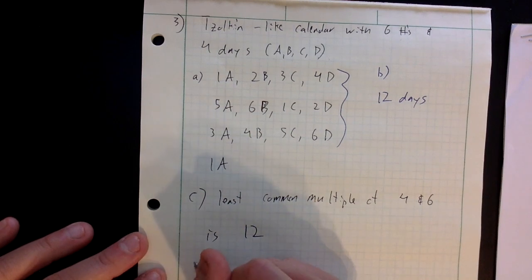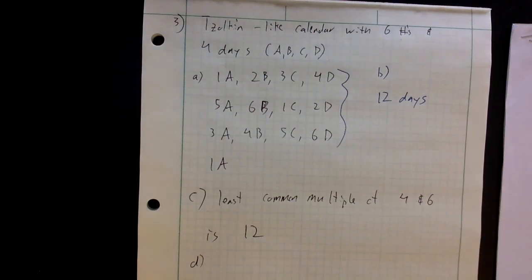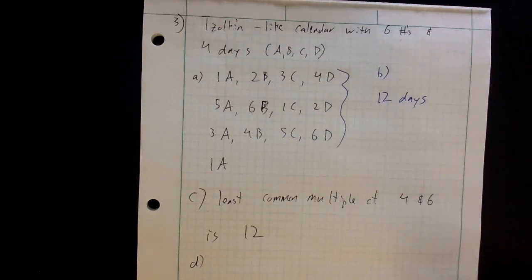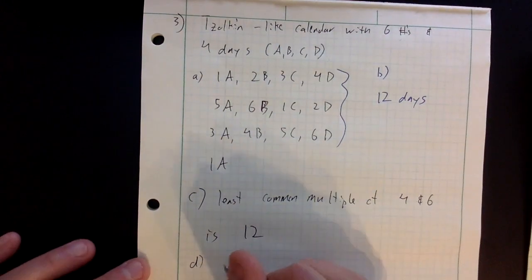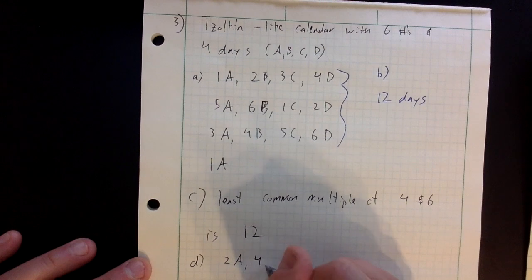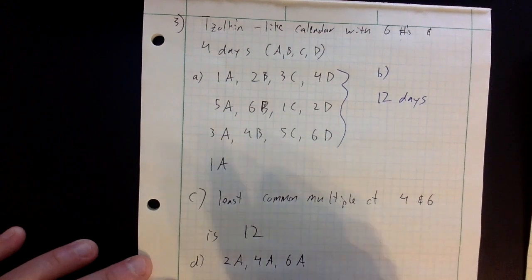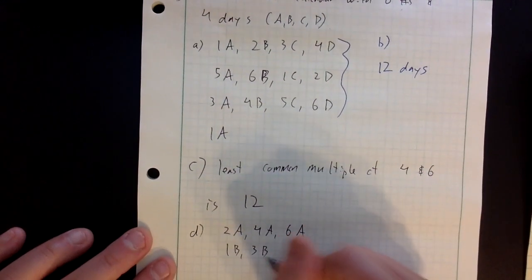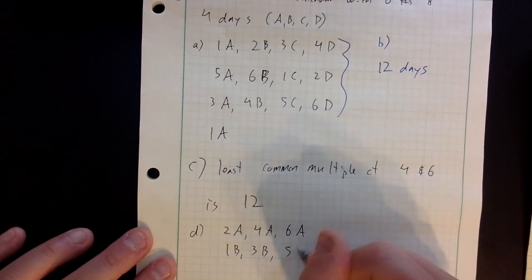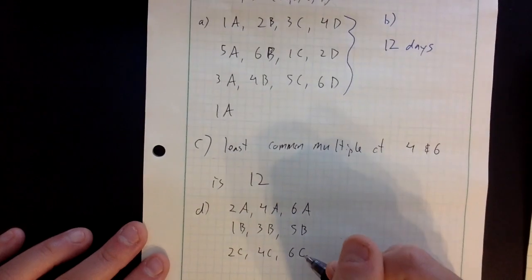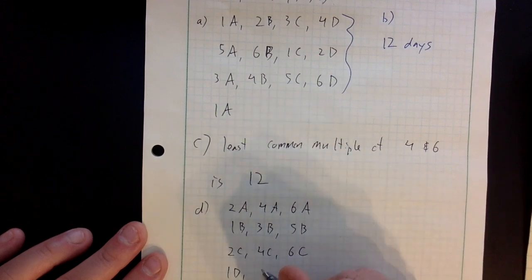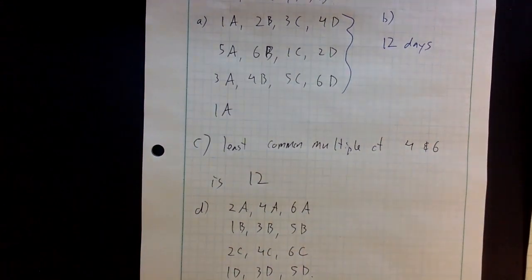And for part D, are there any combinations that are not used? We can go through and list them all out, but I'm going to have 2A, 4A, 6A are not used, 1B, 3B, and 5B are not used. 2C, 4C, 6C aren't used, and then 1D, 3D, and 5D are not used.